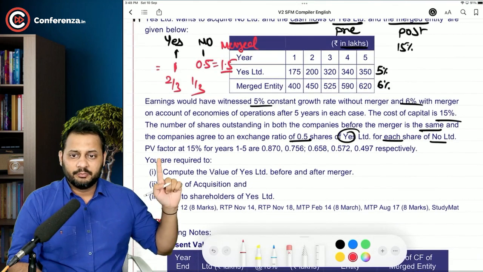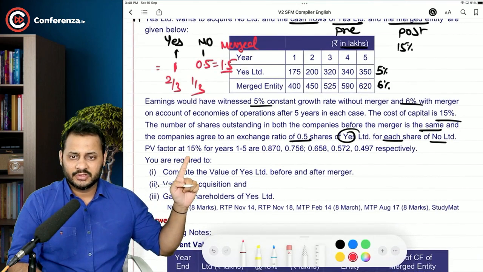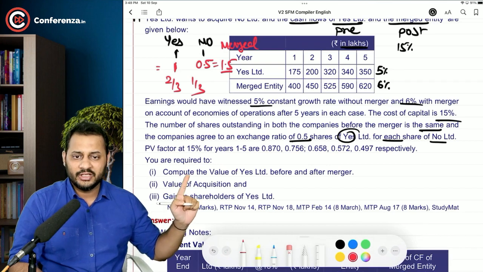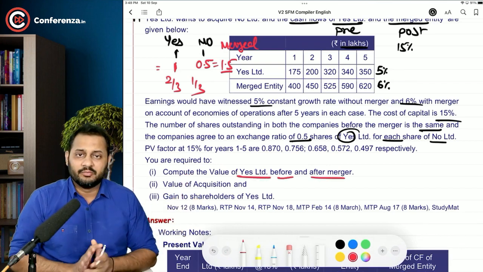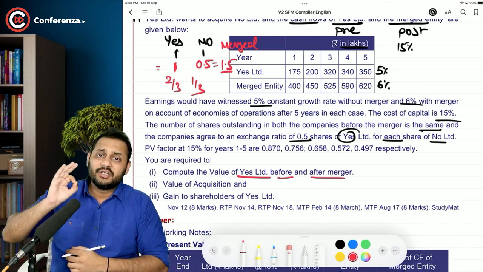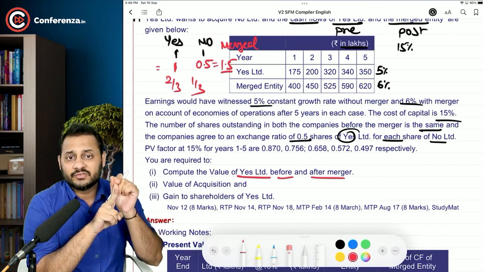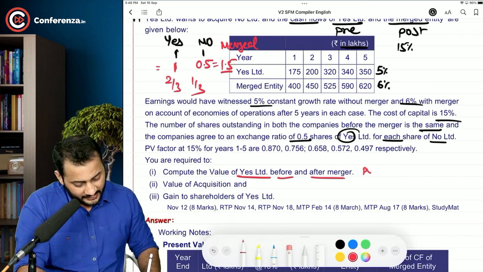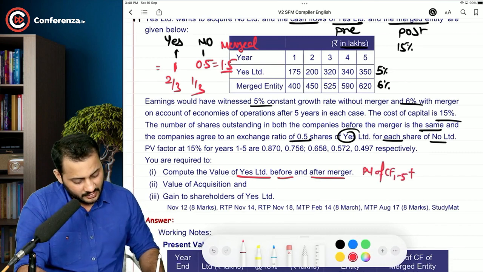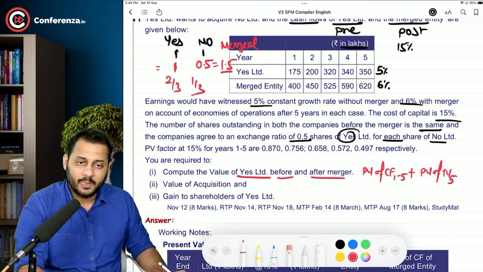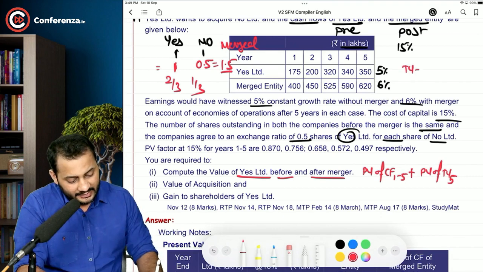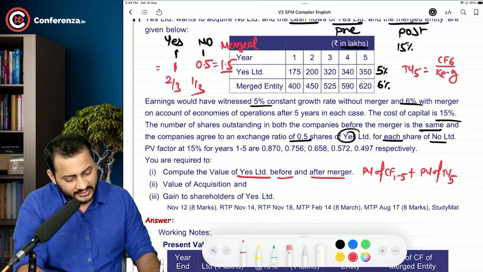Okay. PV factor of 15% is given to you. You are required to compute the value of Yes Limited before and after merger. How will you calculate? You just have to discount the future cash flows, and it includes two things. Present value of cash flows for the first 5 years plus present value of terminal value at the end of 5th year. And how to calculate the terminal value at the end of 5th year? It's cash flow for the 6th year divided by cost of equity minus growth.